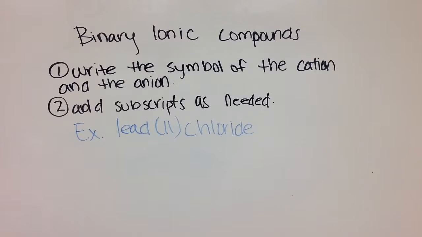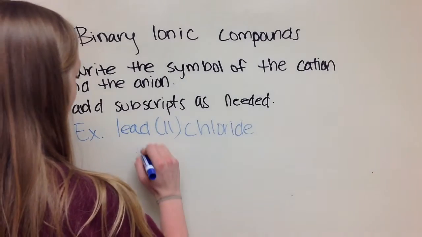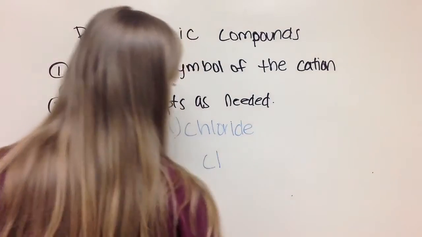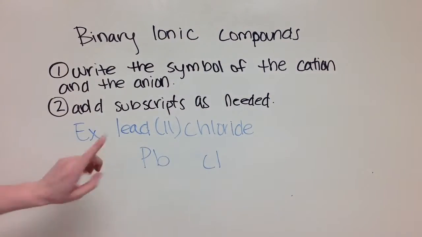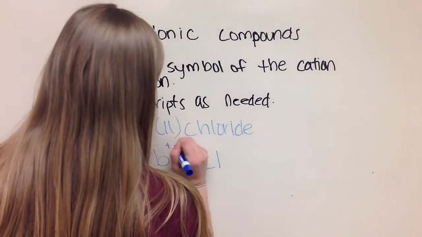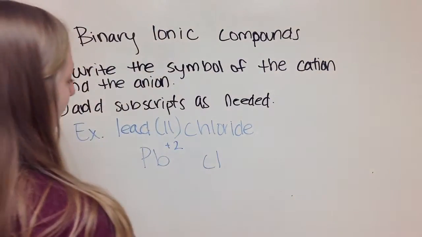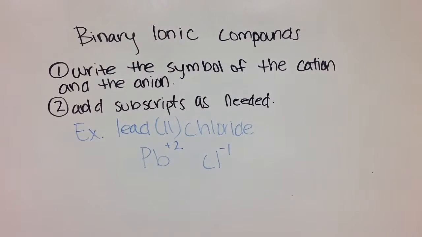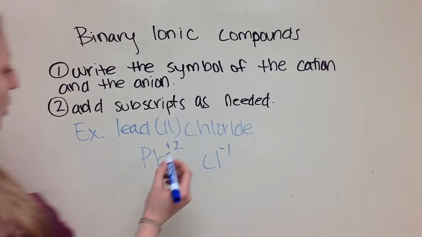So you have lead 2 chloride. You're going to start by writing the symbol of lead, which is just Pb, and the symbol of chloride, which is Cl. And then you write the charges. We know the charge of lead because it's lead 2, so the charge is going to be plus 2. And the charge of chloride can be found on the periodic table. It's just minus 1.